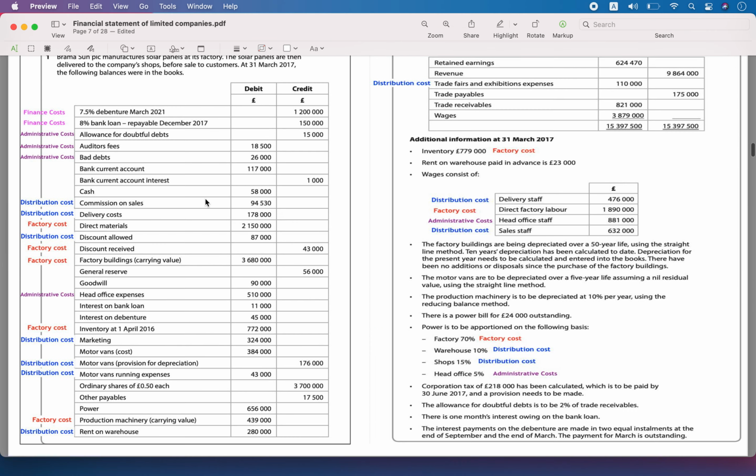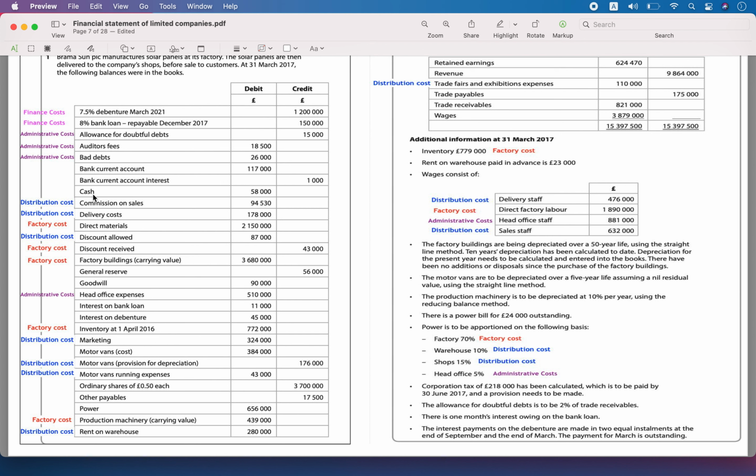So for this, the first one, interest calculation of a debenture and the bank loan interest, is going to go under the finance cost. Then any increase or decrease of the allowance of doubtful debt and irrecoverable debt, if it is there, is going to come under the administrative cost. Then you will have auditor fees, which is going to come under the administrative cost. Irrecoverable debt or bad debt is going to come under the administrative cost.